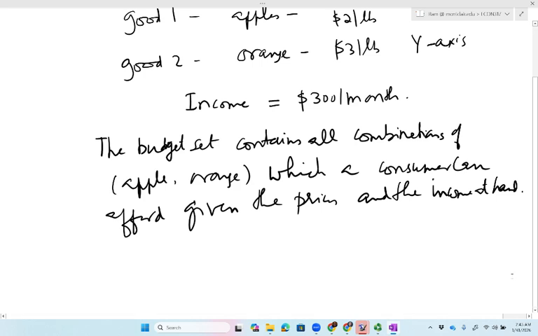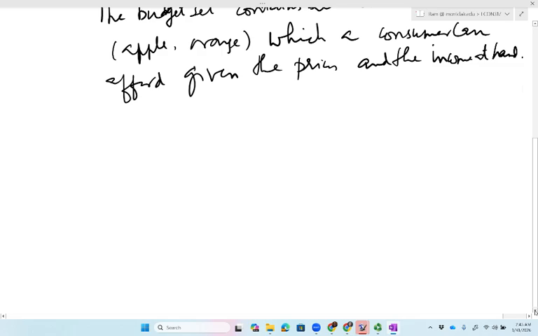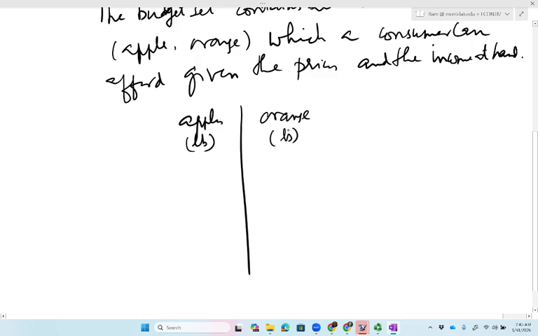Okay, so with this, let's start with looking at some possible combinations. So I want to write down apples on the x-axis, and these are in pounds, and then we have orange, which I will denote on the y-axis. Again, these are in pounds. And then we know the prices, $2 for apple, $3 per pound for orange, $300 at hand. So let's look at the possible combinations of these two goods the consumer can afford.